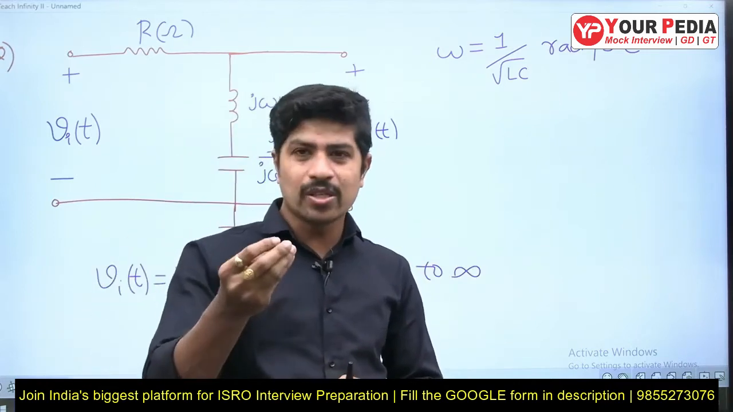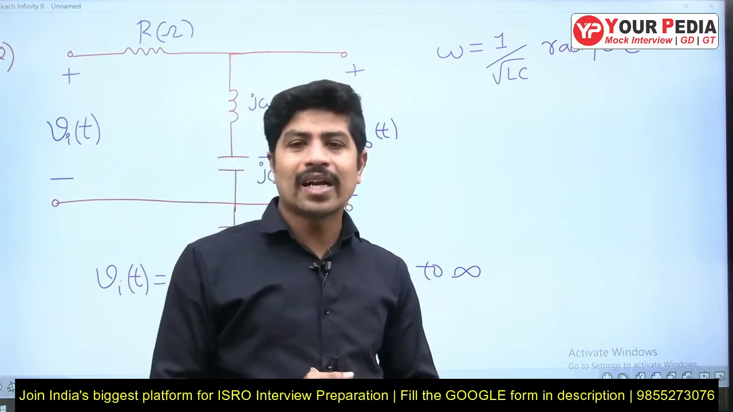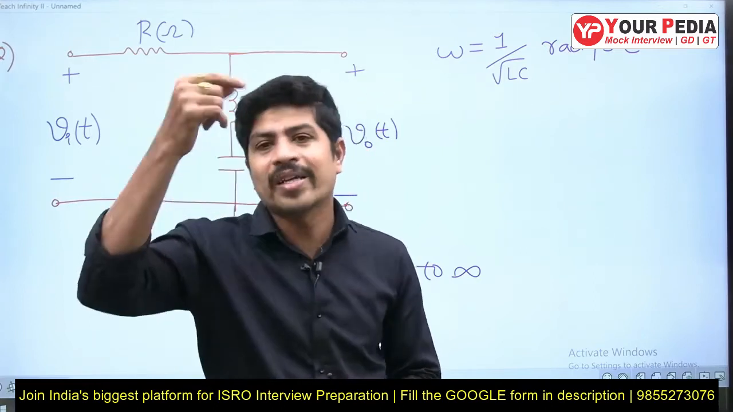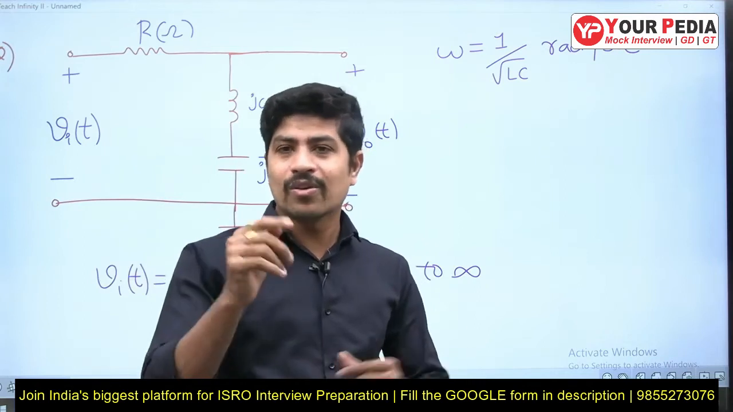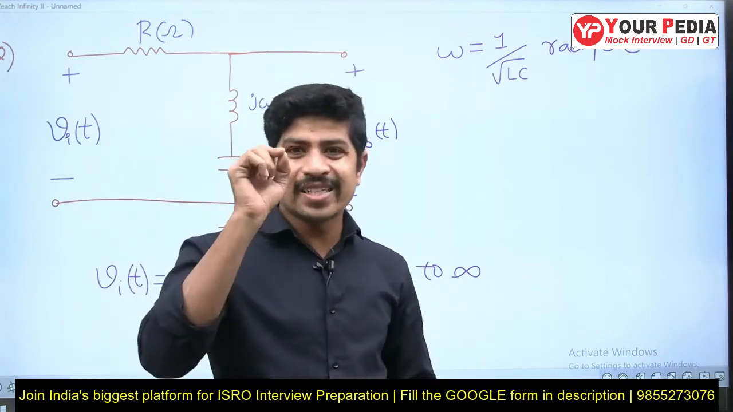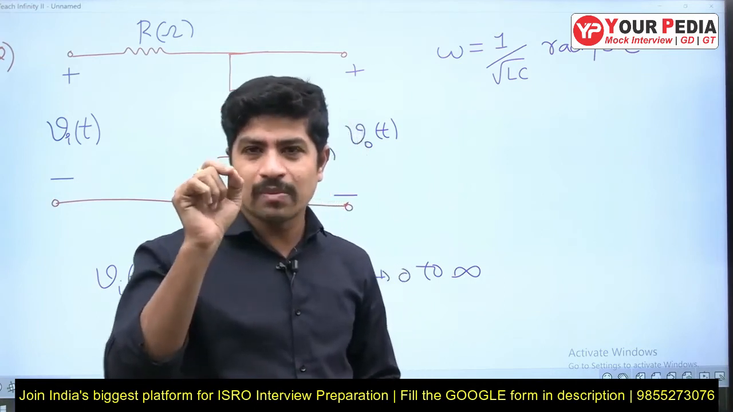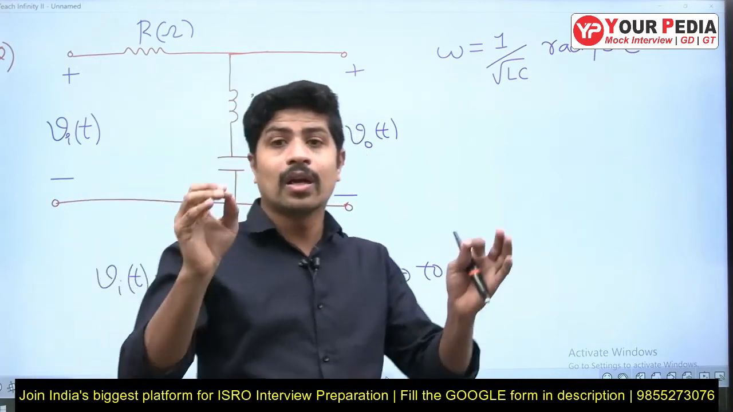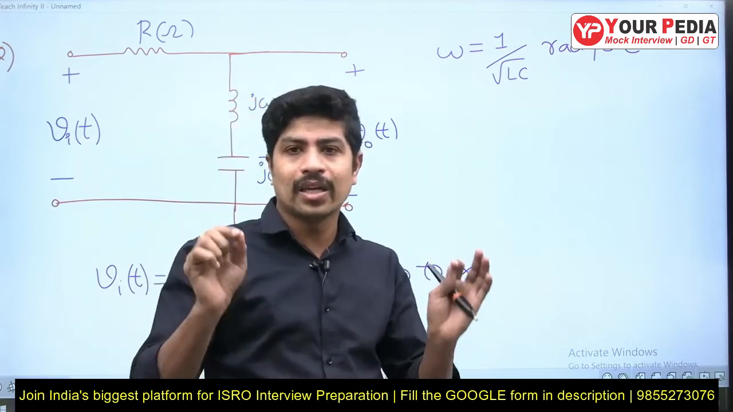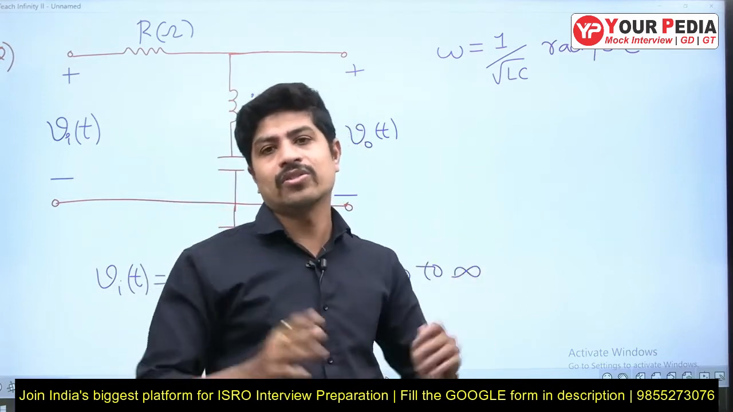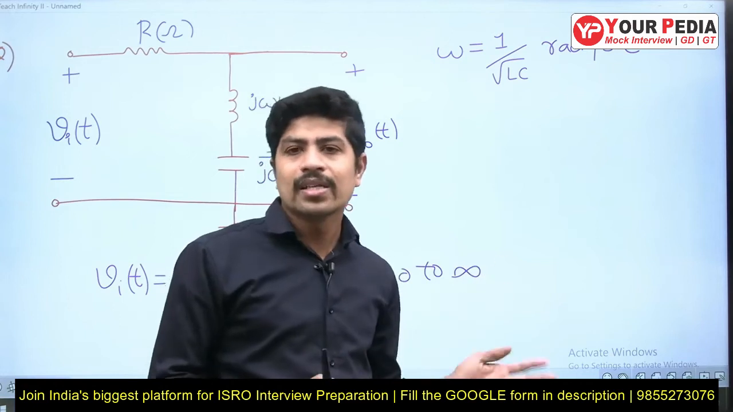But the interviewer is just asking what the resonance phenomenon is, not the condition like omega equal to 1 by root LC, or input frequency equal to 1 by root LC, or whether in a series RLC the current is maximum or not, or whether XL is equal to XC or not. No. Resonance means input frequency is equal to the system's natural frequency. That particular phenomenon is called resonance. Any physical system, not only electrical circuits.